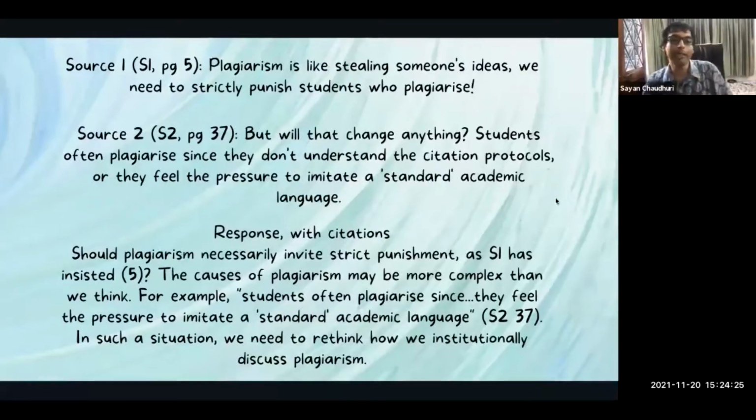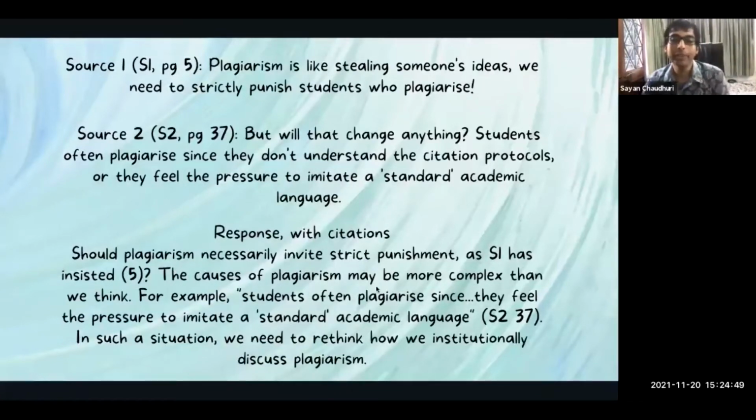So should plagiarism necessarily invite strict punishment as S1 has insisted? Now here, I'm beginning my argument with this question or premise, right? Should plagiarism necessarily invite strict punishment? But this idea I have sourced from S1 page 5, right? So in the MLA format, since I've already mentioned S1 here, I can just say 5.